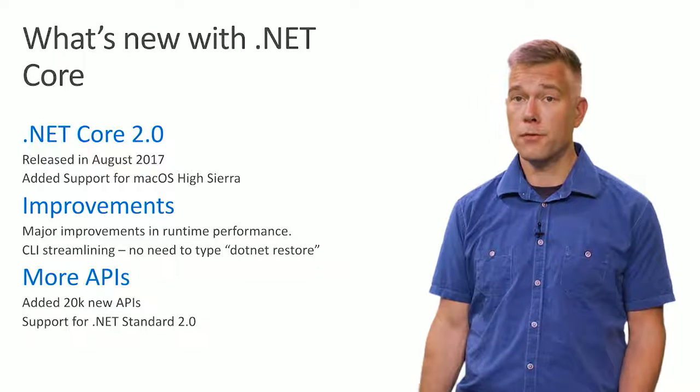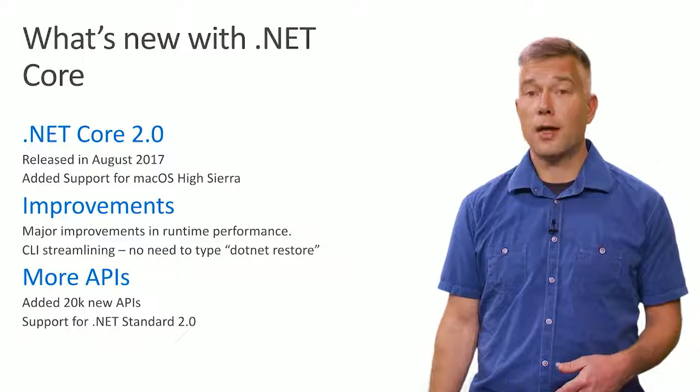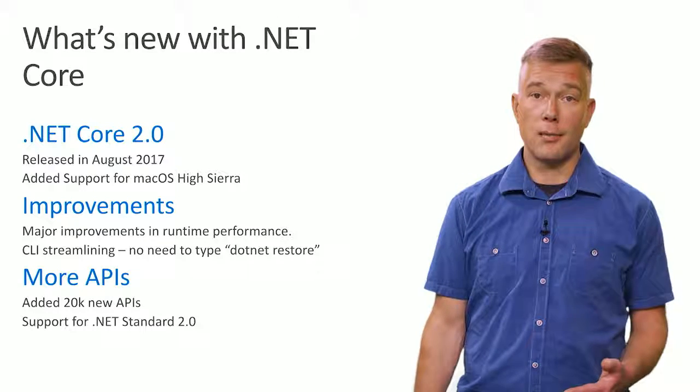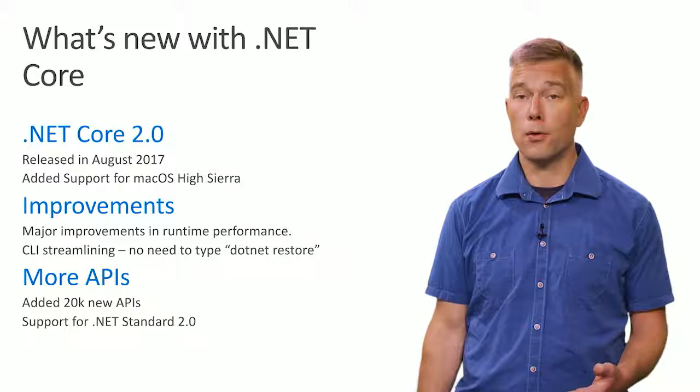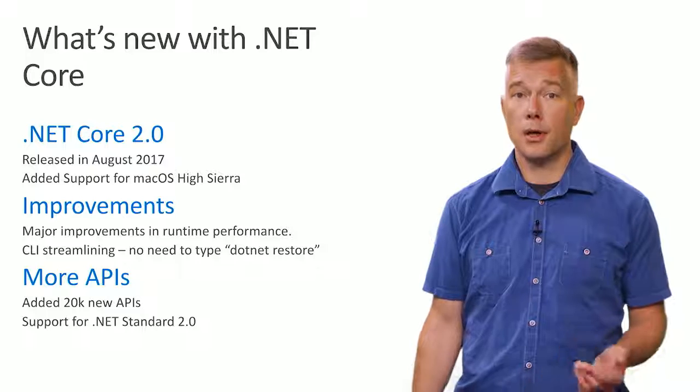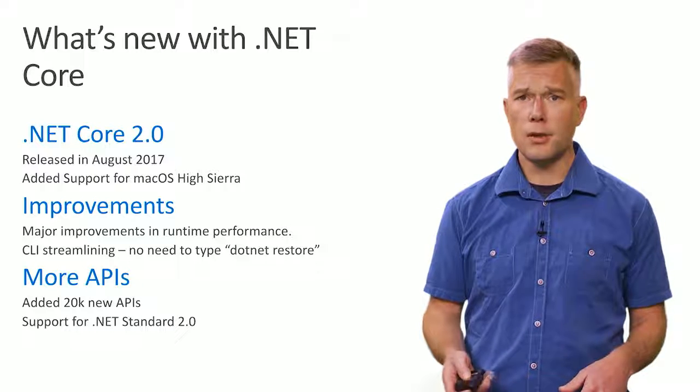What you will notice in Visual Studio for Mac is that we've added many more APIs. We've added about 20,000 APIs to the product in .NET Core 2.0, and this is all part of us supporting .NET Standard 2.0 in the product. So let's take a look at that.